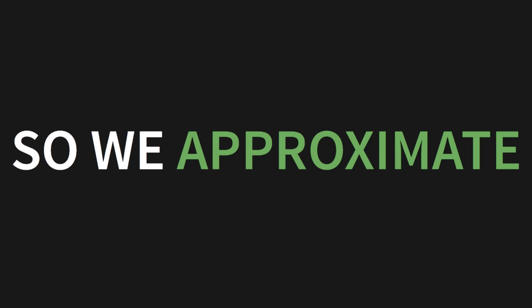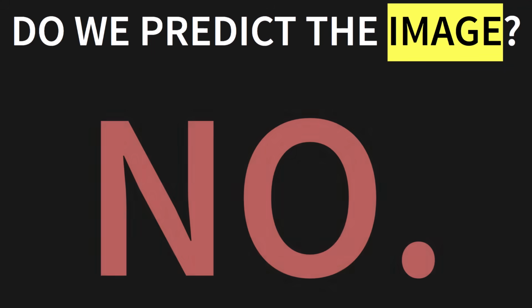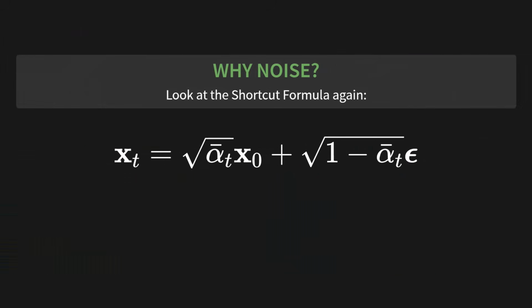So what do we do when something is intractable? We do what we always do in deep learning. We approximate. We're going to train a powerful neural network to learn this reverse step for us. Now for the first big question. What should this network predict? The obvious answer seems to be predict the slightly less noisy image, right? Wrong. We are not going to predict the image. Instead, we predict the noise. But why? Why predict the noise? This feels totally counterintuitive. Well, take a look at our shortcut formula again, the one that lets us jump to any time step t in one go.